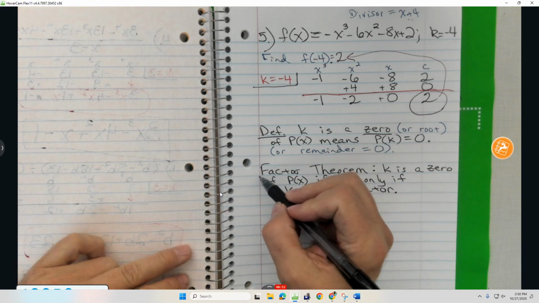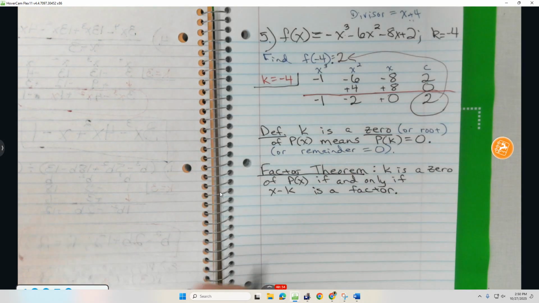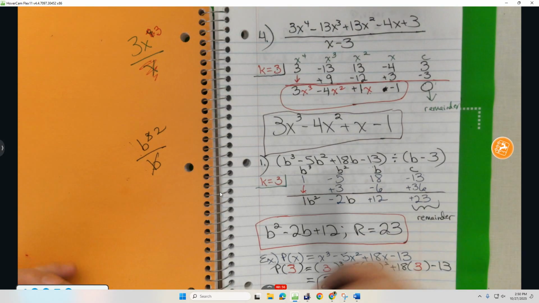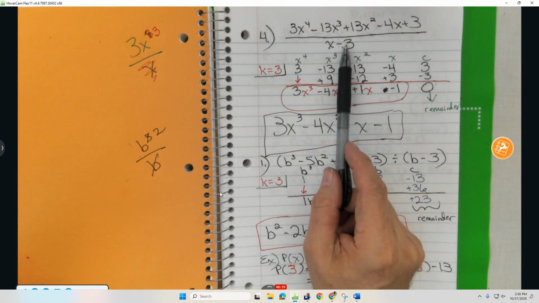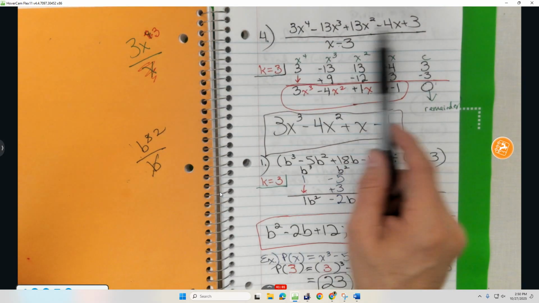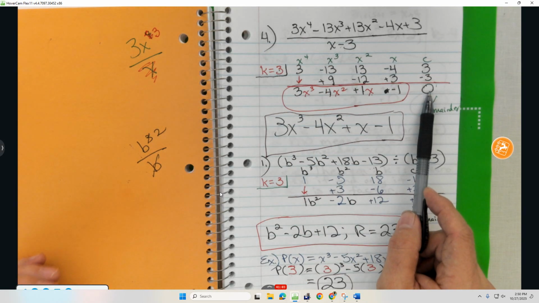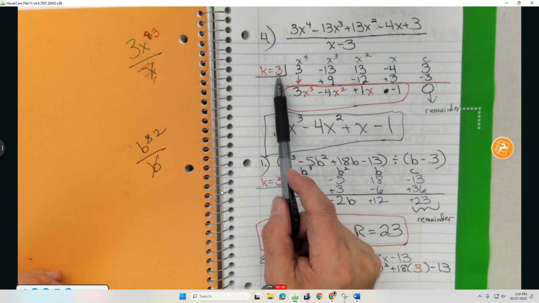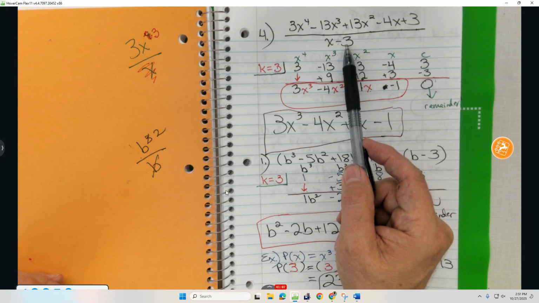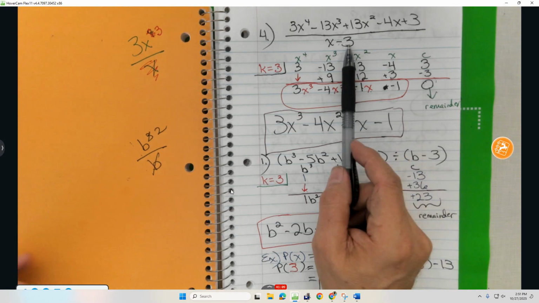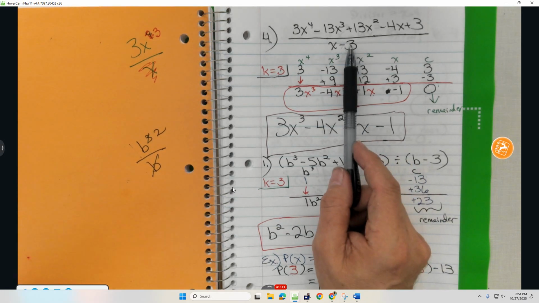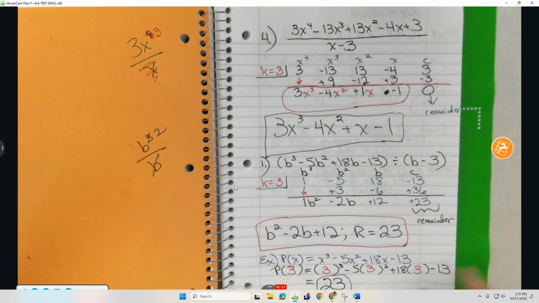Number 4 illustrates that really nicely. You would ask them, does it divide evenly? X minus 3, does it divide evenly into that? Yes, it does. So 3 is a 0, and X minus 3 is a factor. X minus 3 divided evenly into that dividend.